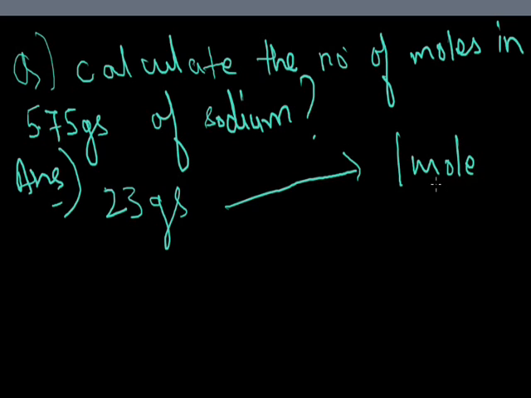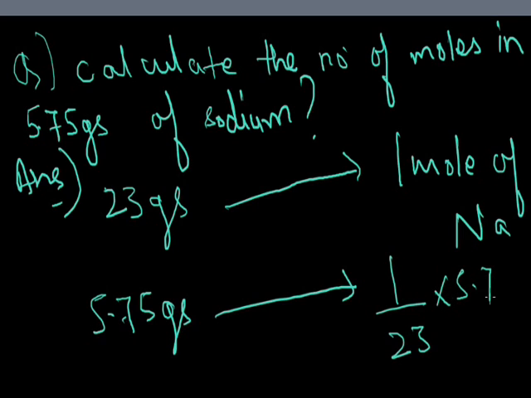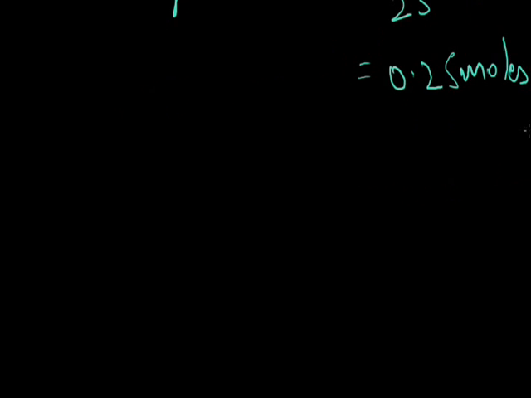1 mole of sodium. So by the unitary method, 5.75 grams will consist of how many moles? We can say 1 upon 23 into 5.75, which will give us roughly 0.25 moles. So we can do this numerical simply by the unitary method. We will do some more examples.